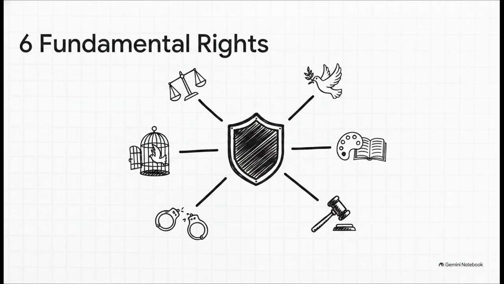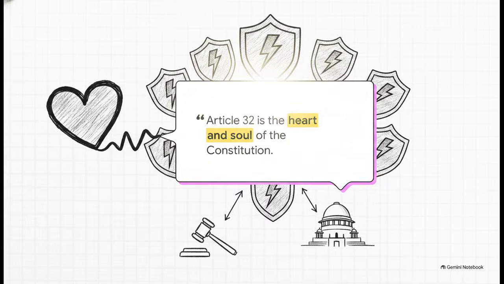We've got the right to equality, which completely abolishes untouchability. The right to freedom, protecting your life, your speech, and your liberty. There's the right against exploitation, strictly banning things like forced labor and human trafficking. Then we have the right to freedom of religion, cultural and educational rights to protect minorities, and finally, the right to constitutional remedies. Now, that last category is absolutely crucial.